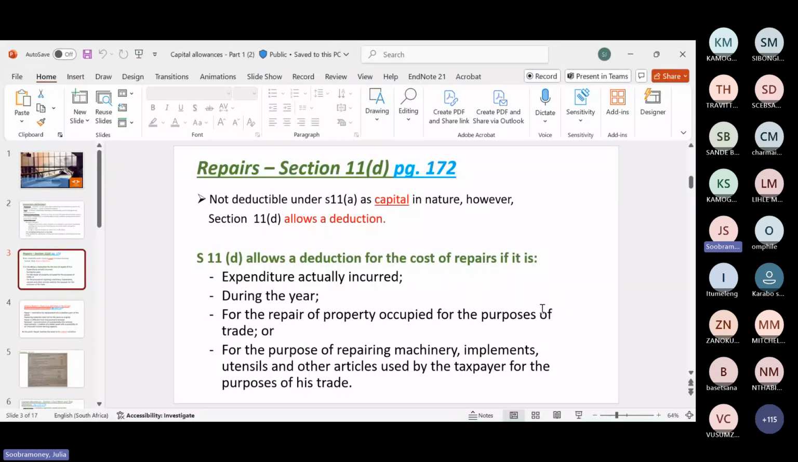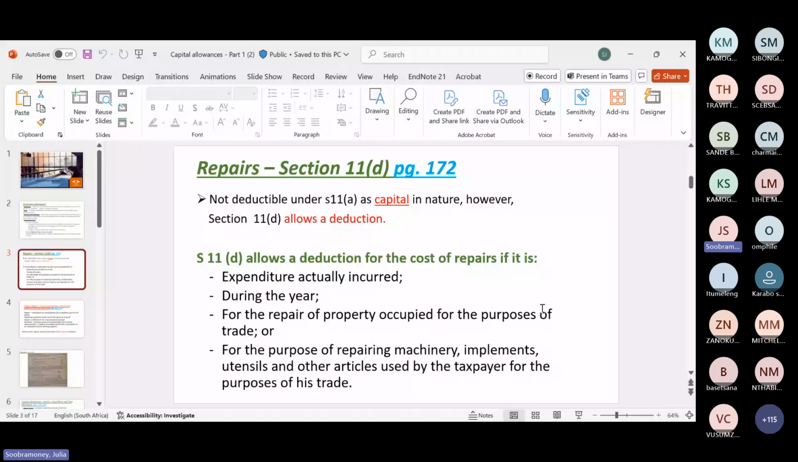So whenever you look at a repair, always ask yourself, was the repair done this year of assessment? Because remember, with a deduction, if you do not claim it the year that it's actually incurred, and you want to claim it next year, you actually lose it. It has to happen during this year.